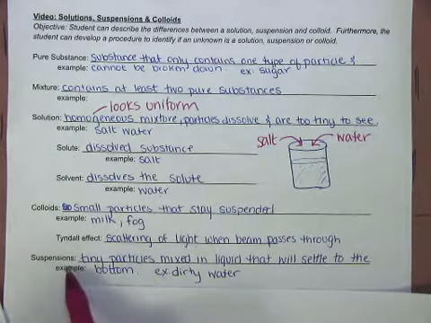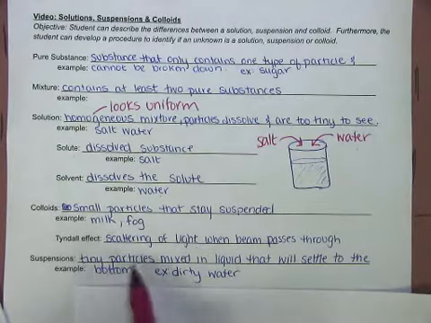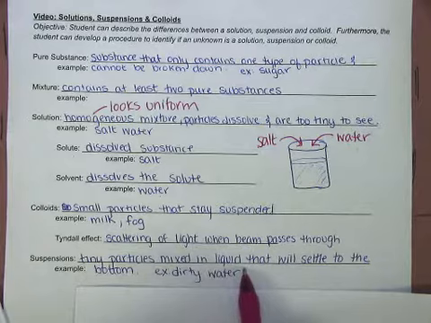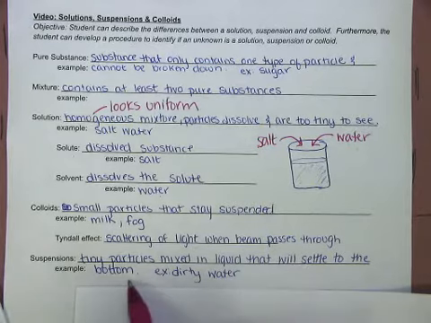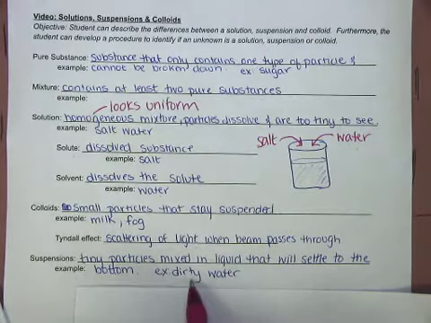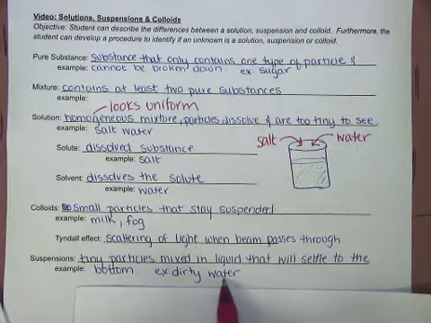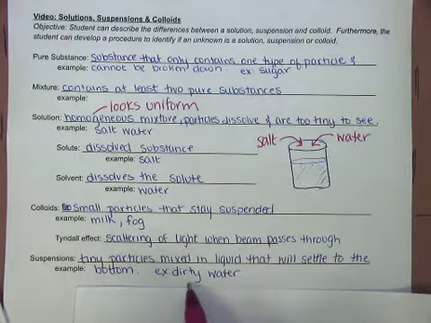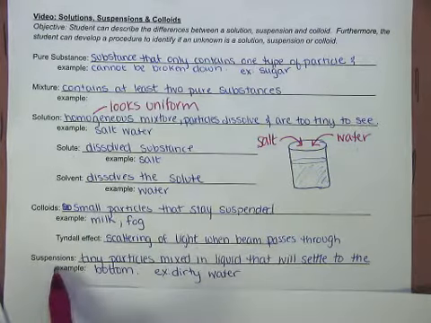A suspension is where tiny particles are mixed in a liquid, and those particles will settle to the bottom. So if you were to have dirty water, the dirt in the water would eventually settle to the bottom and wouldn't dissolve or wouldn't stay suspended. So that is a suspension.